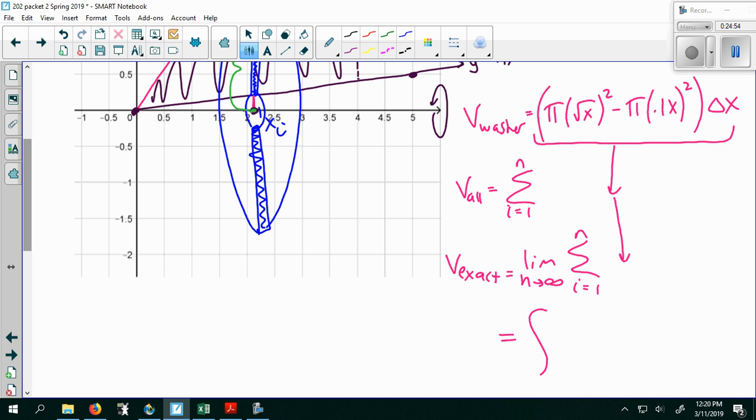So square root of x squared, that's just x. So this is going to be pi x minus pi times 0.01 x squared. And then my delta x becomes a dx. And my bounds of integration are going to be 0 to 4, where I'm stacking up these washers.